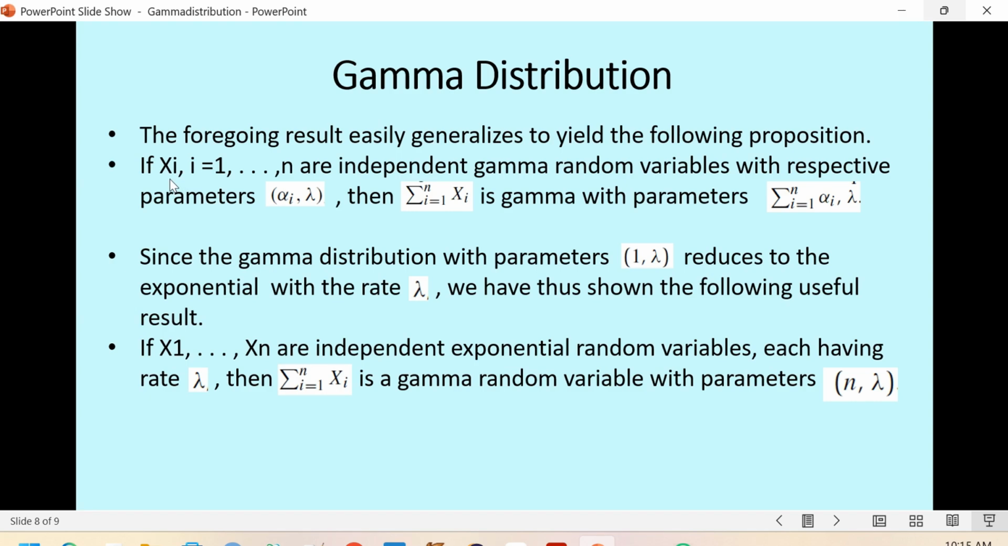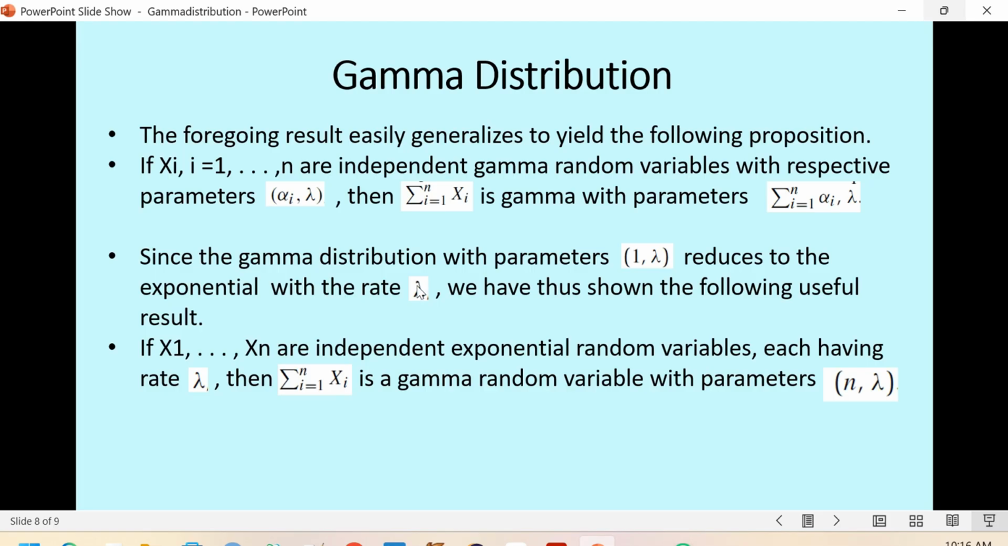corollary. If Xi, i from 1 to n, are independent gamma random variables with respective parameters alpha i and lambda, so these independent gamma random variables have the same lambda but different alpha i, then the summation of these random variables is also a gamma random variable, with parameters the sum of alpha i and the same rate. So their shapes are summed together when we model the summation of n independent gamma random variables.